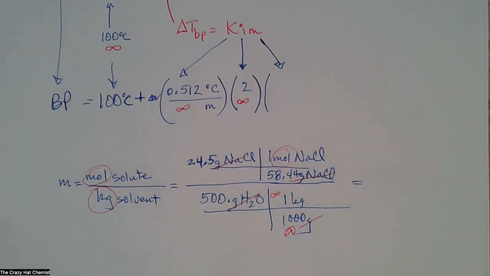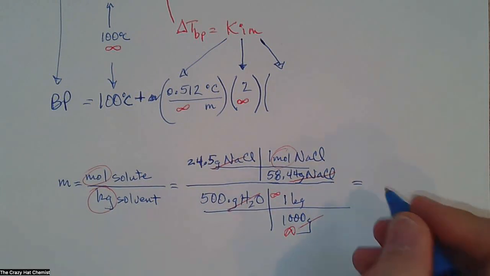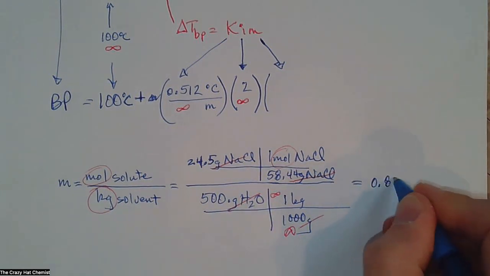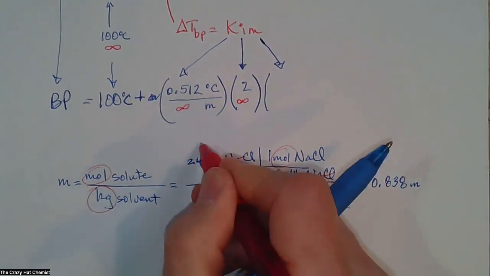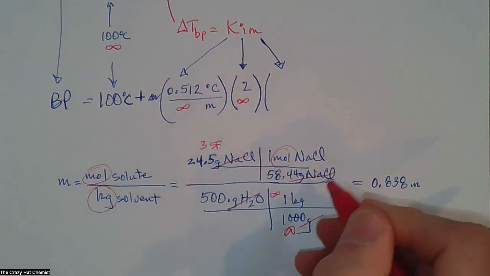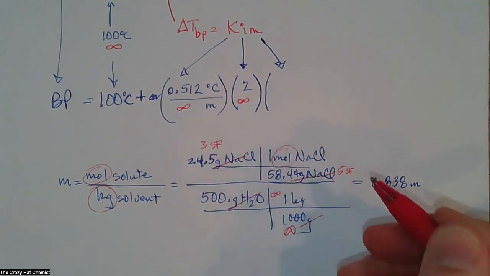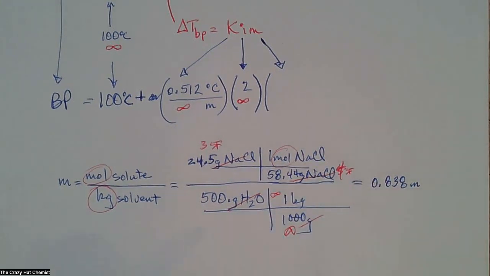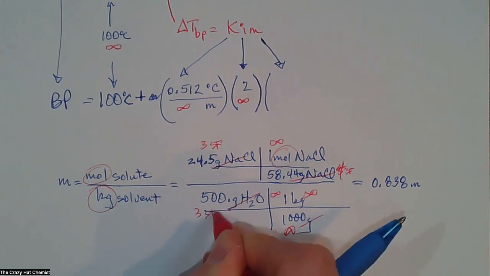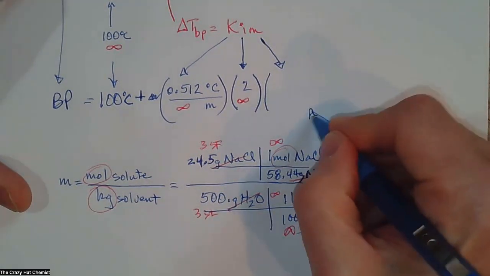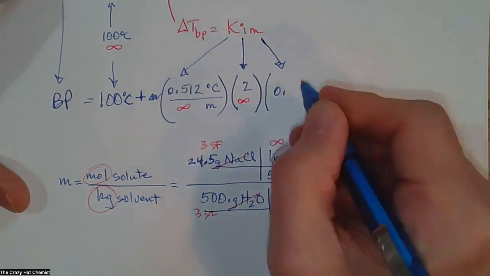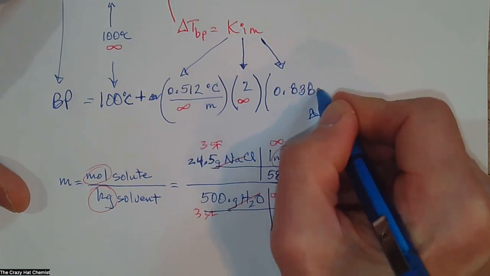So I'm going to get a numeric value for my molality. And my molality is going to be 0.838 molal. And I'm looking at 3 significant figures, 5 significant figures for my molar, 4 significant figures for my molar mass, infinite, infinite, infinite, and 3 significant figures. So this is going to have 3 significant figures. So now I'm going to put this number back up over here, 0.838 molal.